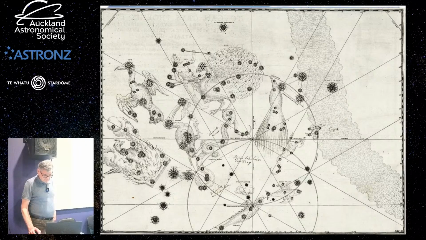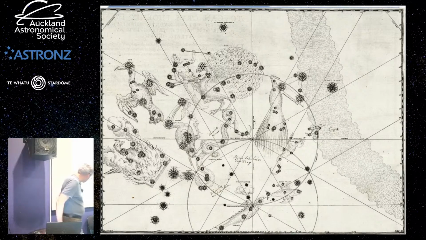But he didn't really have a good knowledge of the southern hemisphere, so the whole of the southern hemisphere got put onto this single plate. And you can see there are some unusual things here, animals that have been discovered in what they call the New World, fish and other things like that.